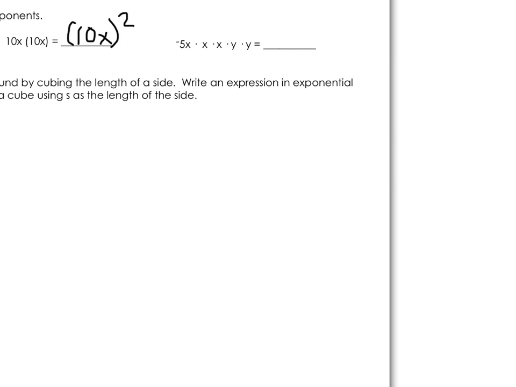Negative 5 times x times x times x times y times y. So the negative 5 doesn't have an exponent. There's only one of them. But there are 3 x's. We indicate that by writing x to the third. There are 2 y's, and we indicate that by writing y squared.